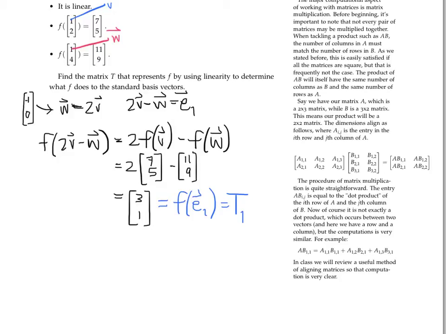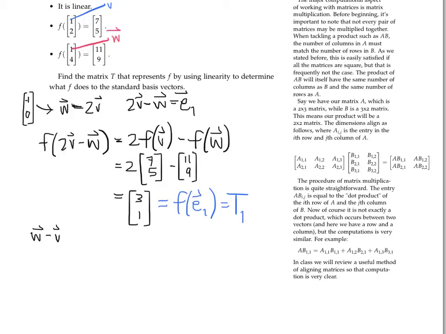All right, let's see if we can construct the second standard basis vector. I want to find a combination of v and w that gives me (0, 1). Well, they both have 1 in their first component, so all I have to do is subtract one from the other. So let's start with w minus v.